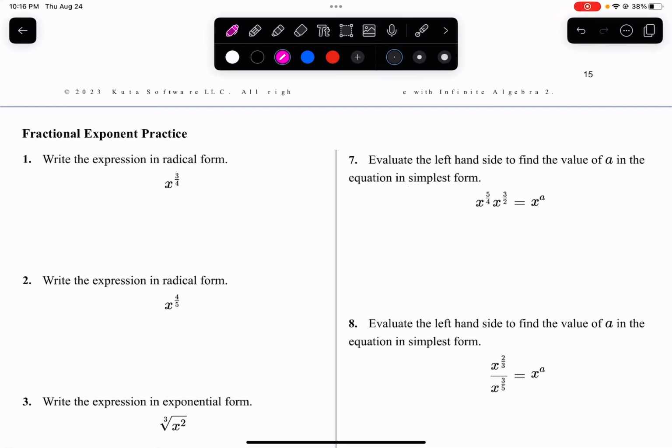Hi, Math 3 students. Today we are going to go over fractional exponents, okay? Before we get into this, I just want to review a couple of ideas.